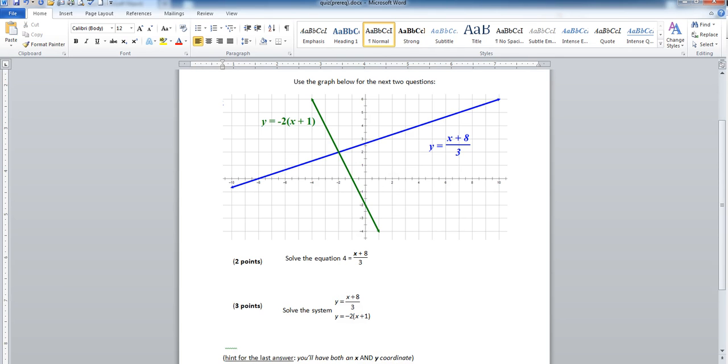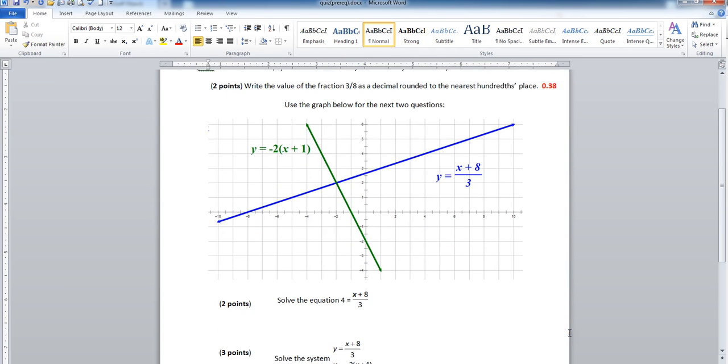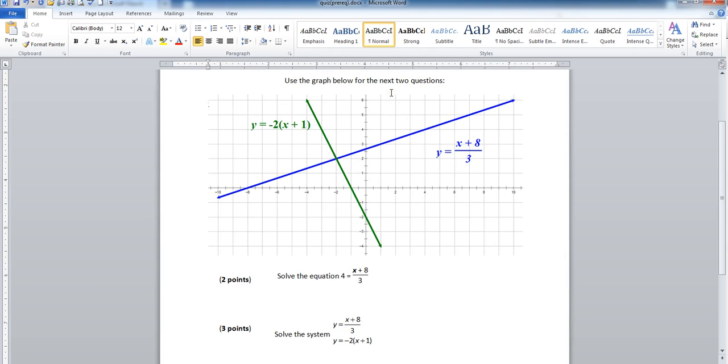This next one here, let's see if I can make it a little bit bigger. It says use the graph for the next 2 questions. Now, you don't have to use a graph to solve these, but I wanted you to because I want you to be able to be good graph readers. So the first one says solve the equation 4 equals (x plus 8) over 3. Okay, now you might notice that the blue line equation is y equals (x plus 8) over 3. The green line's equation is y equals -2 times the quantity x plus 1.